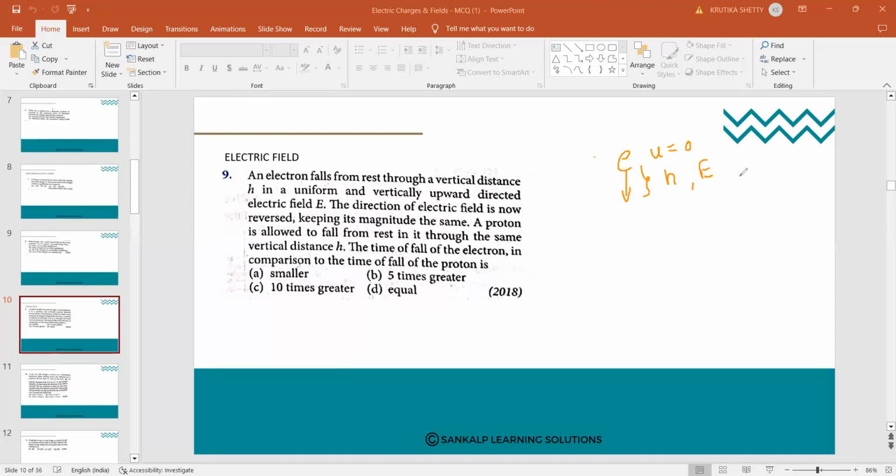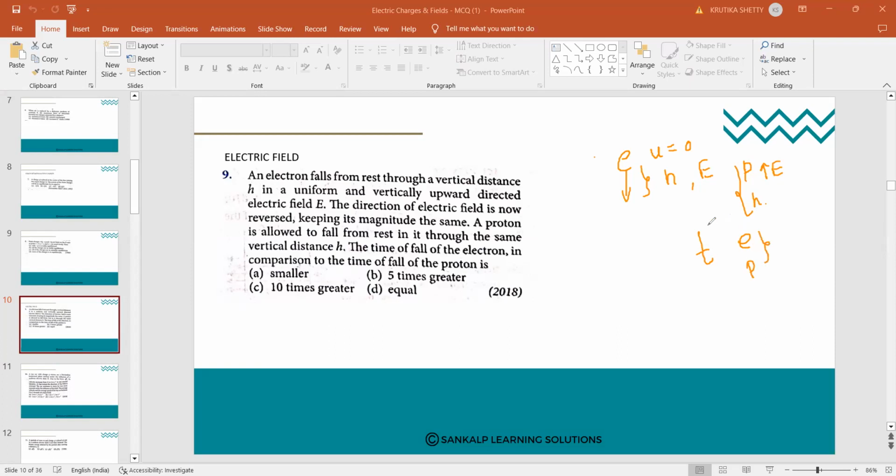Now the direction of the electric field is reversed and the proton is allowed to fall from rest through the same vertical distance. So now we are taking the proton, with the electric field intensity in the reverse direction, making it fall from the same height, that is h. They are asking whether the time taken for the proton is greater or for the electron is greater.